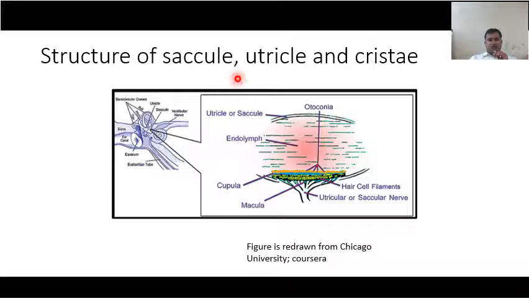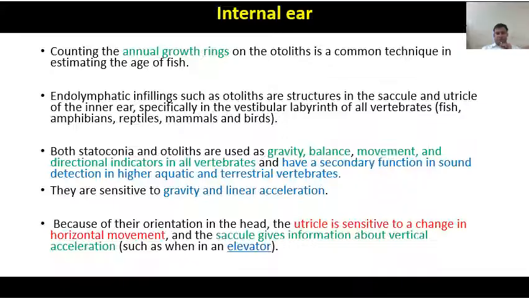Now this is the structure of the saccule, utricle and cristae. I have already discussed that the saccule and utricle have otoliths or otoconia, while the cristae is present in the semicircular canal. Counting the annual growth rings on the otolith is a common technique for estimating the age of fishes. Both statoconia and otoliths are used as gravity, balance, movement and directional indicators in all vertebrates, and have a secondary function in sound detection in higher aquatic and terrestrial vertebrates.